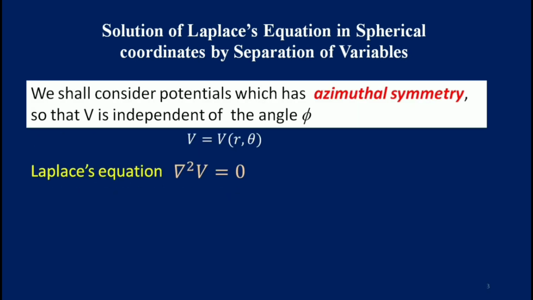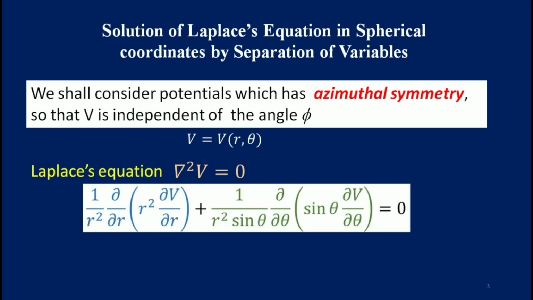We shall consider a potential with azimuthal symmetry, so that V is independent of the angle phi. If we have azimuthal symmetry, then phi is constant and d phi is 0. So now the potential is only dependent on r and theta. Laplace's equation, the Laplacian of V equal to 0, now takes the form: 1 upon r squared, partial derivative with respect to r of r squared partial V upon partial r, plus 1 upon r squared sine theta, partial derivative with respect to theta of sine theta partial V upon partial theta, equal to 0.